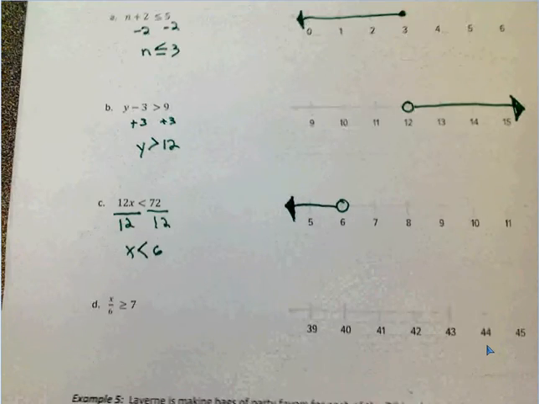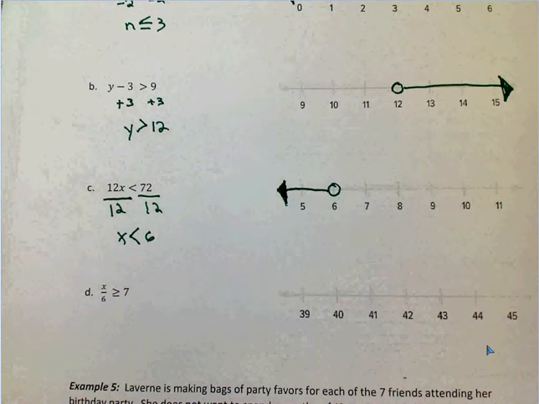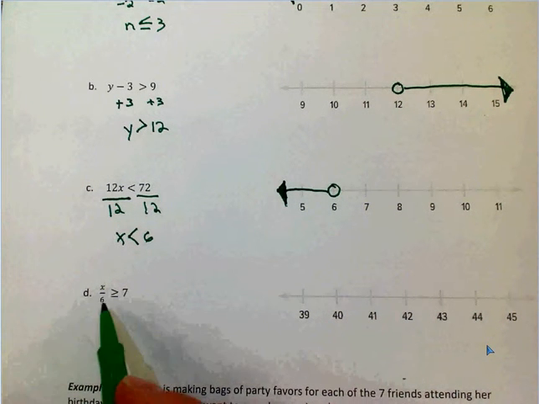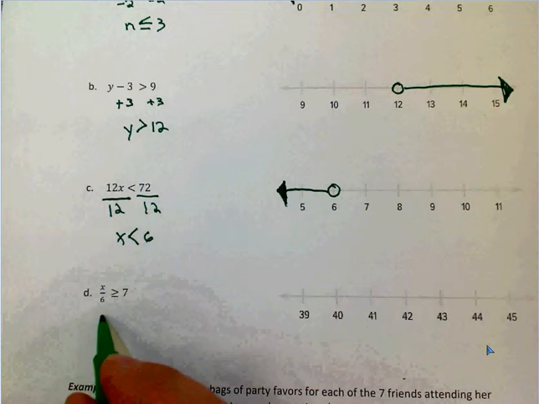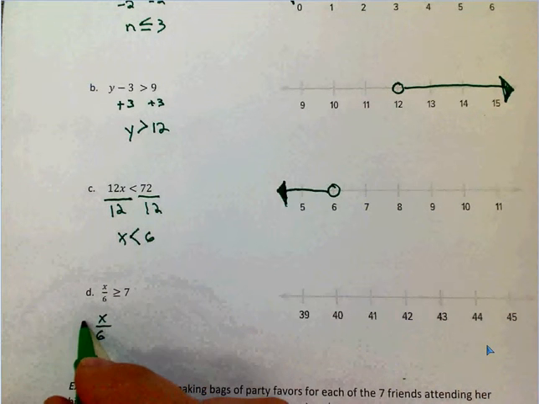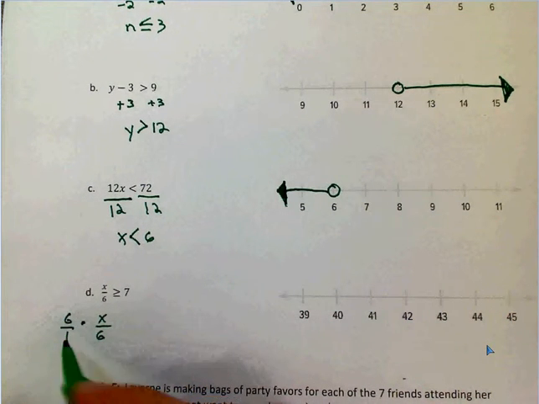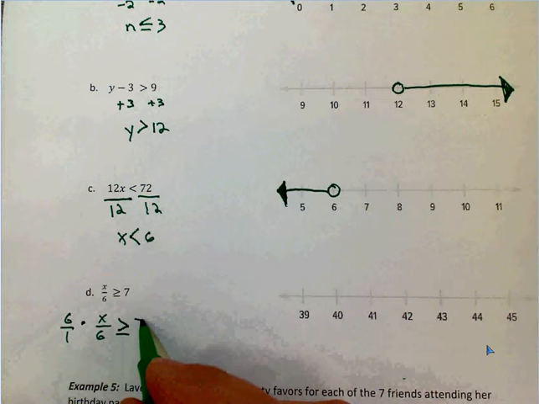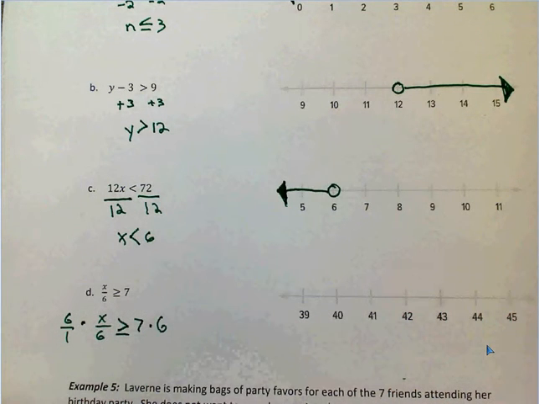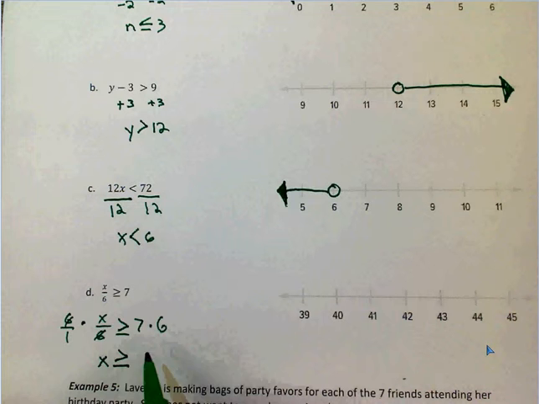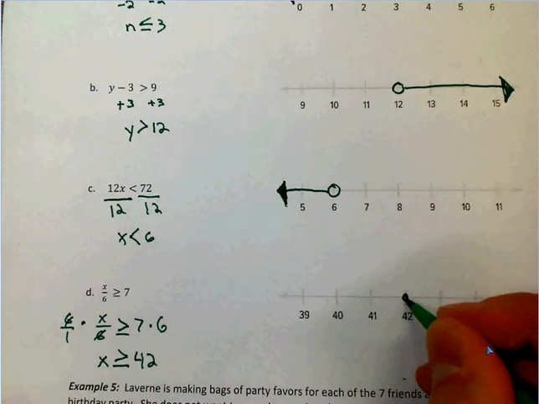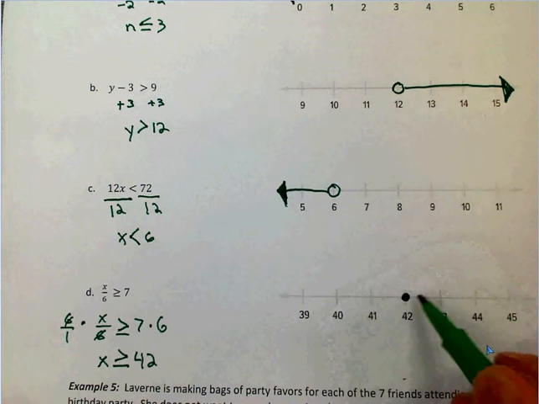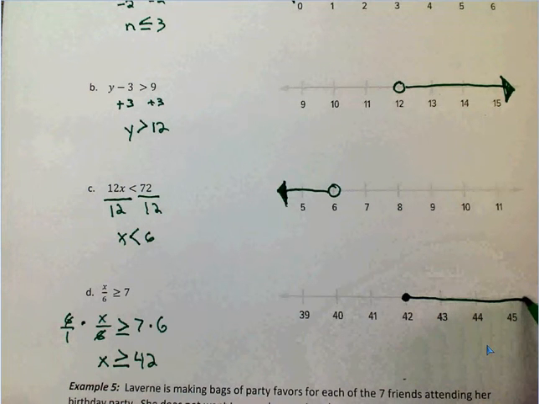D, x divided by 6 is greater than or equal to 7. Okay, so we're going to multiply by 6 on both sides. So I'm going to rewrite so that I can see what I'm doing. Okay, I'm going to multiply by 6. This cancels out, which just leaves me with x is greater than or equal to 42. So my dot is closed in, and my arrow is going to the right.